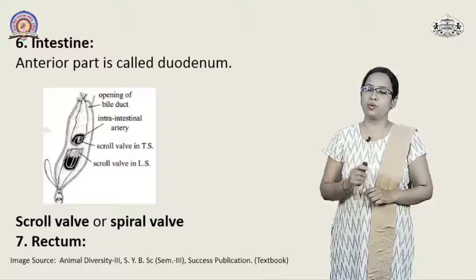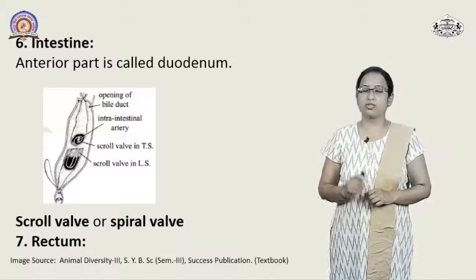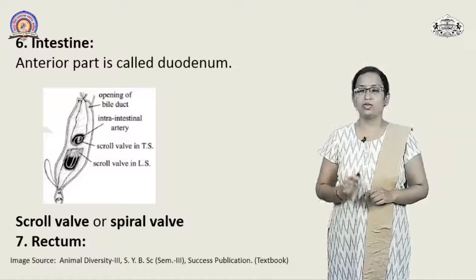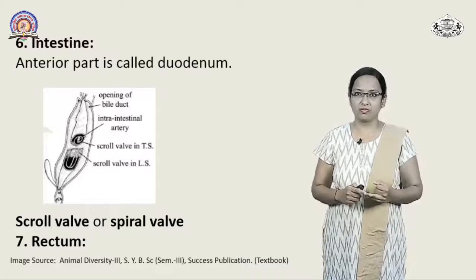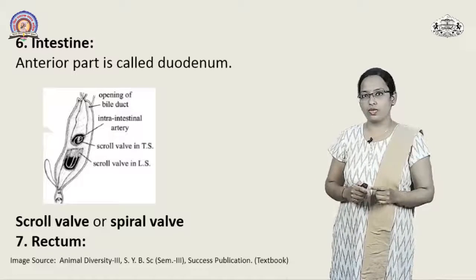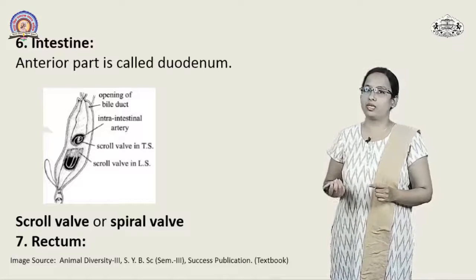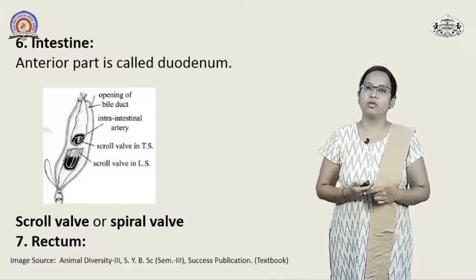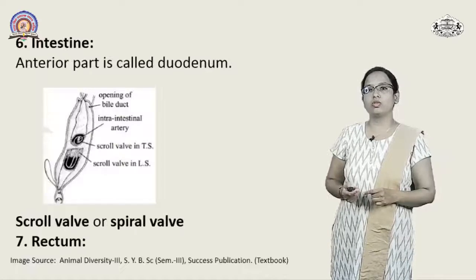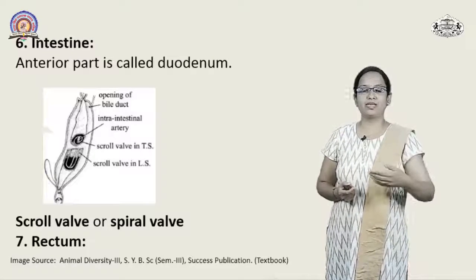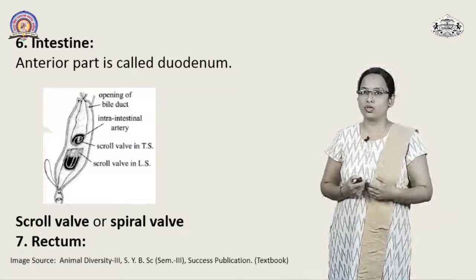Now we all know what the cloaca is. The cloaca is a common opening for the urinogenital as well as the digestive system. And this cloaca in turn opens to the exterior by means of the cloacal aperture. So this was all about the alimentary canal of Scoliodon.